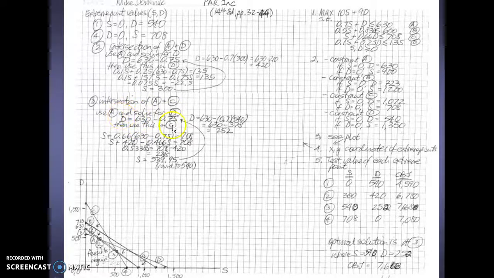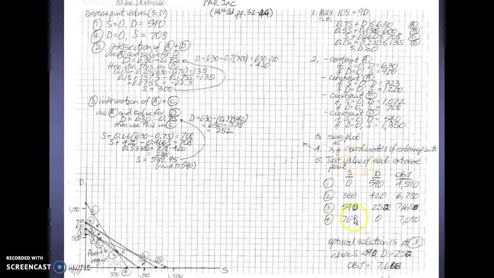Again, I will solve for A, just like we did above. D is equal to 630 minus 0.7S. We put that expression into expression C. When we do it, we get this expression. Then we solve for the variable S. We get an S here, 539.95. We'll round that to 540. Plug that back up into the expression for D. D equals this expression. D in this case comes out to be 252. So extreme point number 3 is where S equals 540, D equals 252.